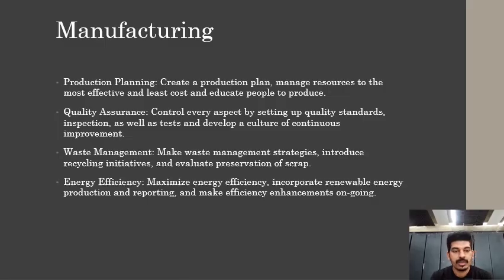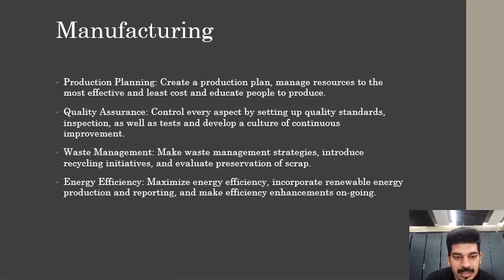Okay, let's see next. It's manufacturing. Manufacturing must be planned before the manufacture, because without a plan we can't even succeed at a simple thing. So first, production planning, quality assurance, waste management and energy efficiency. Production management creates a production plan, managing resources in the most effective and least costly way to produce. And with quality assurance, we need to check the quality before the product gets to the market, because if we don't, we can get a negative impact on our product.